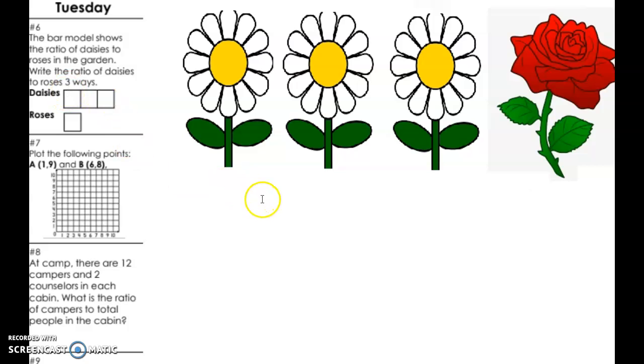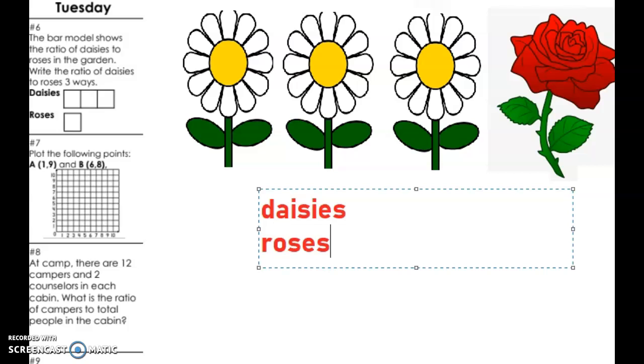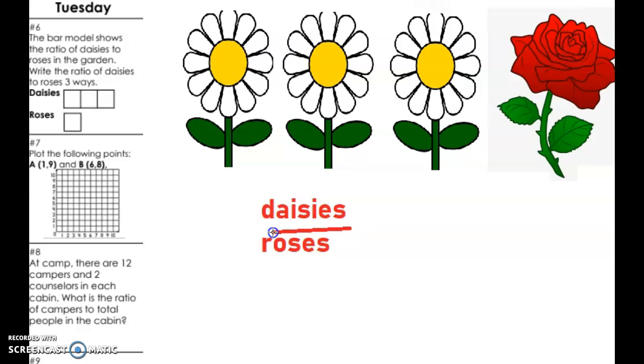It's asking us to write it 3 different ways. So daisies to roses, like daisies over roses. And that's the way it wanted to be written, right? Write the ratio daisies to roses. That means daisies are on top, roses are on the bottom. Like this, right? There's 3 daisies and whoa, not 2. That was my mistake. There's only 1 rose, right? So there should be 1 right here.